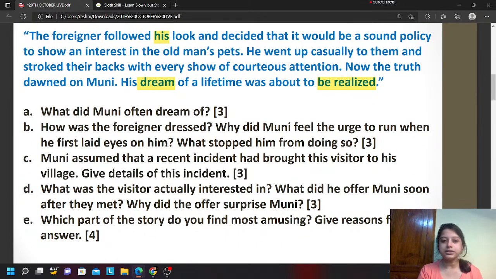So these are the questions. We will move to the first question first. You will answer according to the marks allotted to it, because it is useless if you write a lot. It will not fetch you the full mark if you write less.